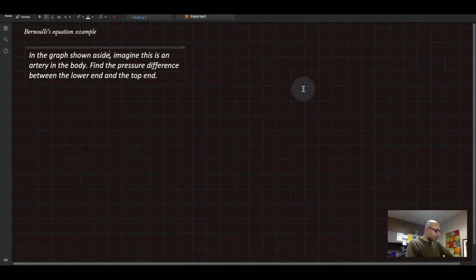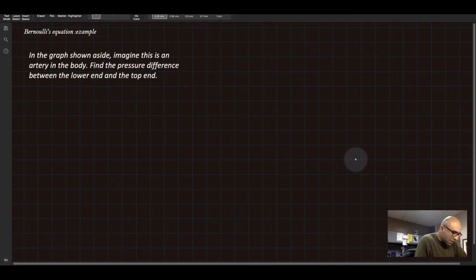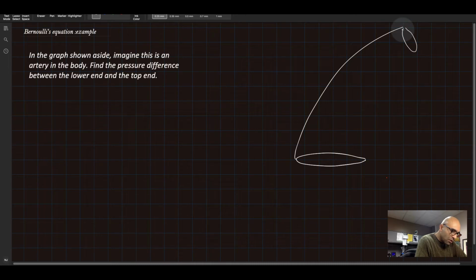Now let's look at this example as an application of Bernoulli's equation. Assume that we have some kind of an artery in someone's body. This is an imaginary one, and assume the artery looks like this. There is a certain surface area here, which I'm going to call A1, and a certain surface area here for the opening of the artery, which I'm going to call A2.